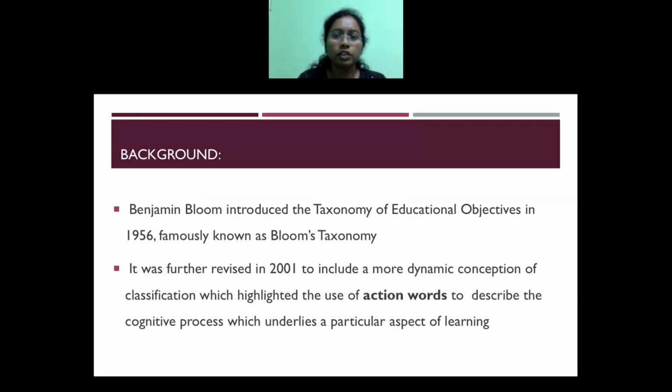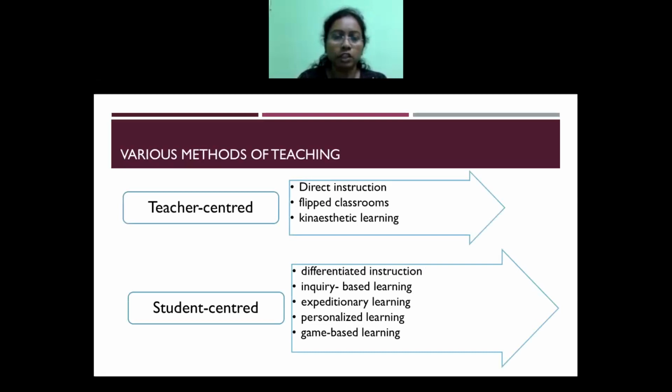Basically, the objectives of the education system were given by Benjamin Bloom in 1956, which was revised in 2001, where the actions of the words describe the cognitive process. He emphasized the actions of the words in the teaching methodology. There are two types of teaching methods: teacher-centered and student-centered. The teacher-centered methodology involves direct instruction, flipped classrooms or kinesthetic learning, while student-centered includes differentiated instruction, inquiry-based learning, expeditionary learning, personalized learning, and game-based learning.